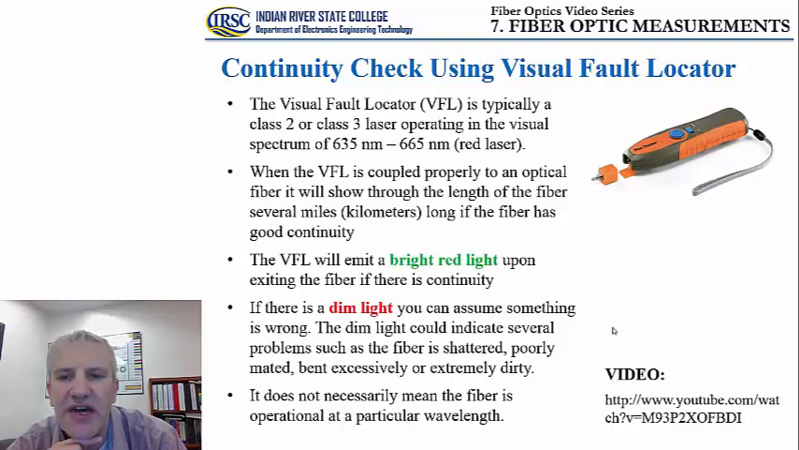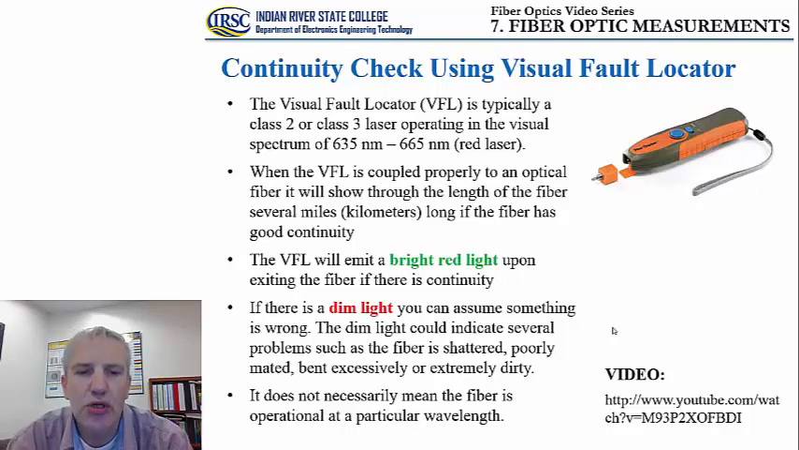So the red light is going to go from one side where you connected the visual fault locator all the way to the other side of the optical fiber, as long as the length of the optical fiber will not result in a loss that would completely kill the light that's being propagated through it. If we are dealing with a dim light at the other end of the optical fiber, we can assume something is wrong, because the dim light may indicate several problems, such as that the fiber is shattered, poorly mated, bent excessively, or extremely dirty. It's important to understand that this is a basic test.